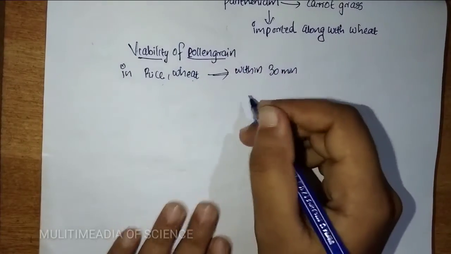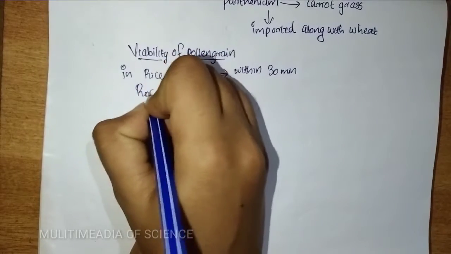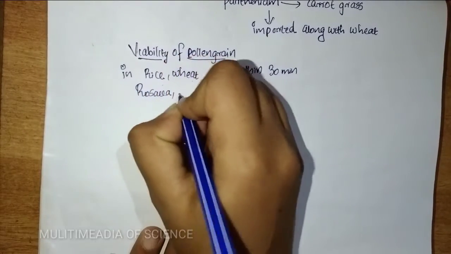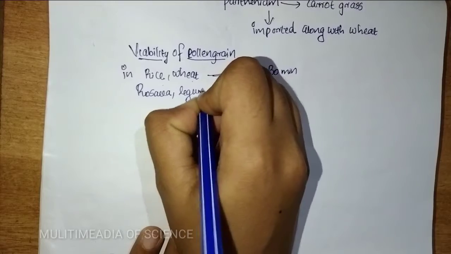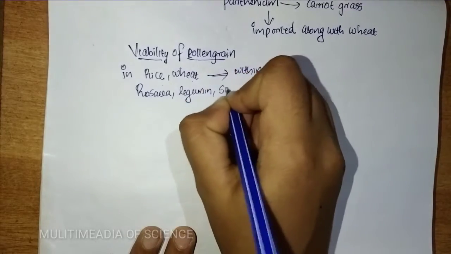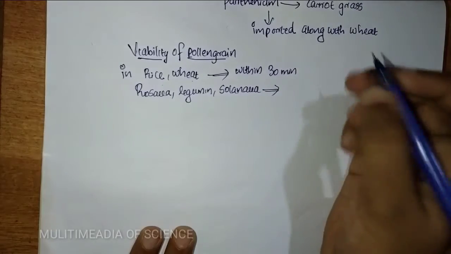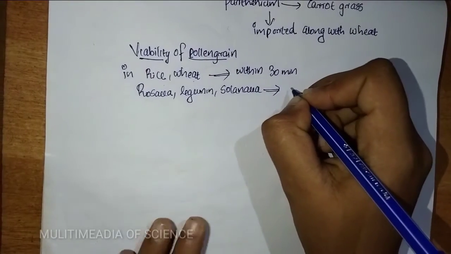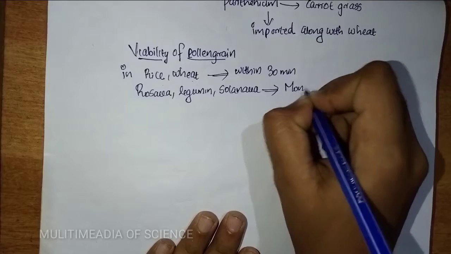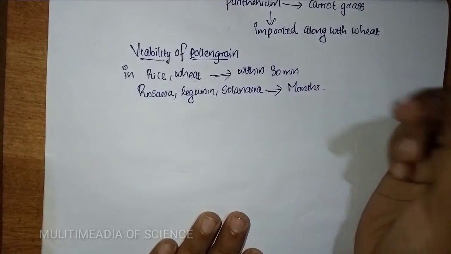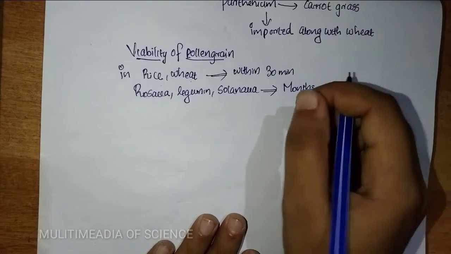But in which plants? Rosaceae, Leguminosae, Solanaceae are having viability of months. Clear? It is about the viability.